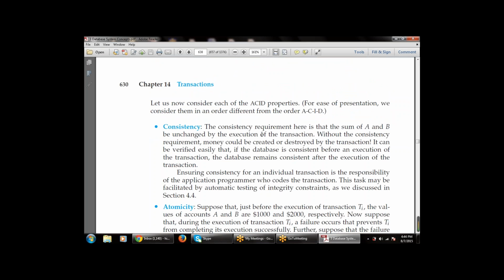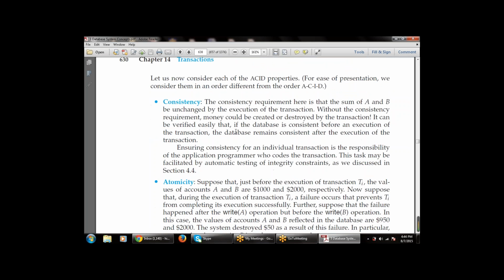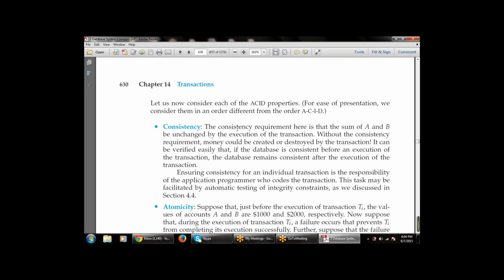Let us consider each of the ACID properties: atomicity, consistency, isolation, and durability. Consistency means that the sum of A and B is unchanged by the execution of the transaction. That is, the result that is available must be consistent. Without the consistency requirement, money could be created or destroyed by the transaction. So if consistency is not maintained, no money will be transferred correctly. Ensuring consistency for an individual transaction is the responsibility of the application programmer who codes the transaction.